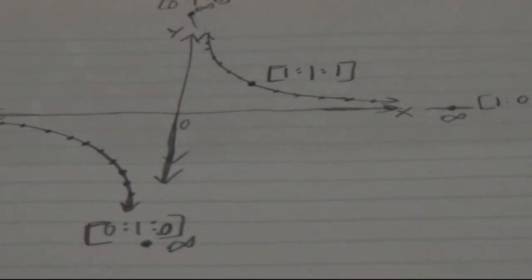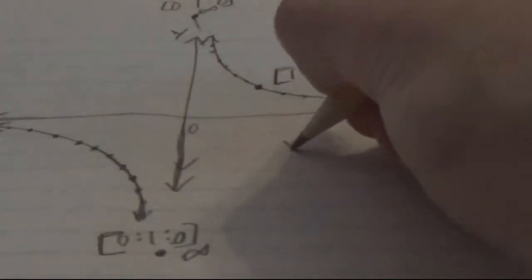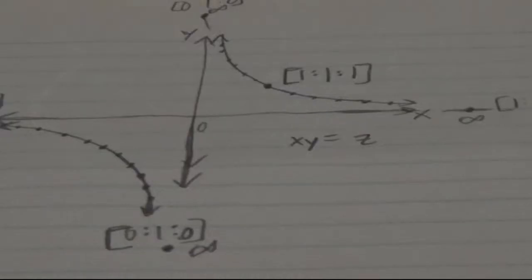So what we've demonstrated is that really the homogenized function, and I'm going to write it down, xy equals z, this function in projective geometry is actually a continuous function. And that's what makes it so remarkable. If we homogenize it, we get these very fascinating properties.